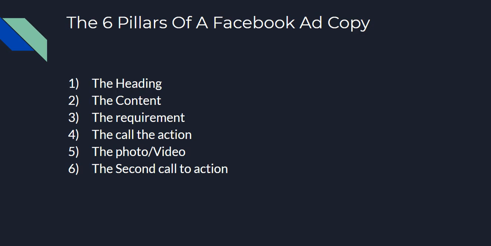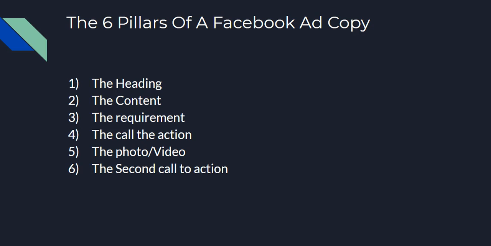Now there are 6 pillars of the Facebook ad copy. We have the heading, the content, the requirement, the call to action, the photo/video, and the second call to action. So it's in that regard that you're going to be setting up your ad copy, whether it be for lead forms or lead generation on a landing page. But this is basically the structure of how your copy will be.